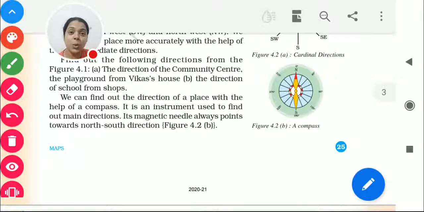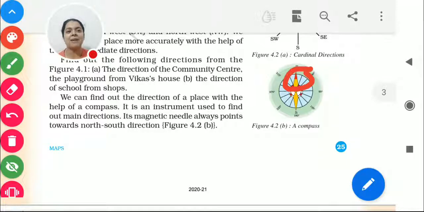Now you may have a query: what does the compass have, which helps it exactly show a correct direction? So let me tell you, the compass is having this arrow kind of feature you can see. It is actually a magnet, and it is meant in such a way that the north pole, this red color dot, is always denoting the north direction.